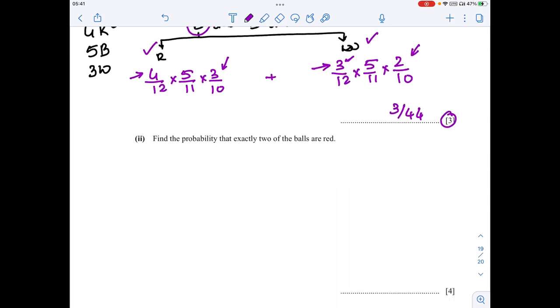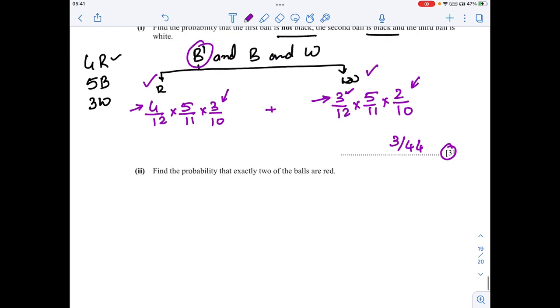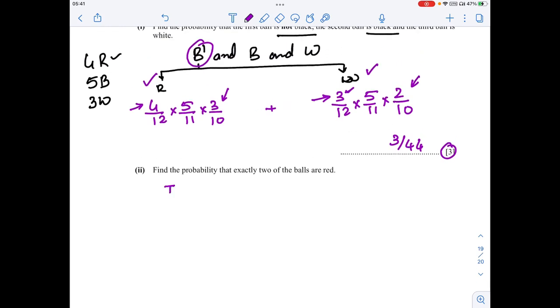Find the probability that exactly two balls are red. So we have to get it out. Two balls are red. So maybe first ball, second ball, and third ball. So it can be red, red, and not red.